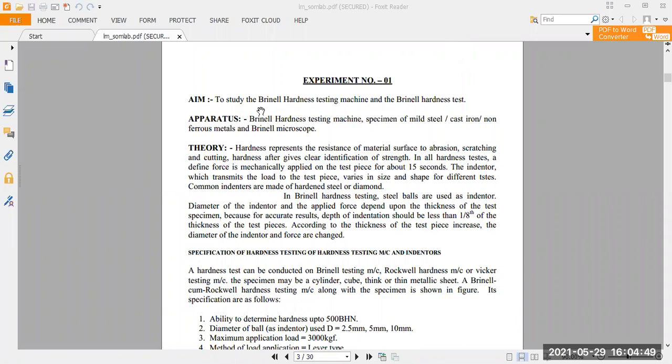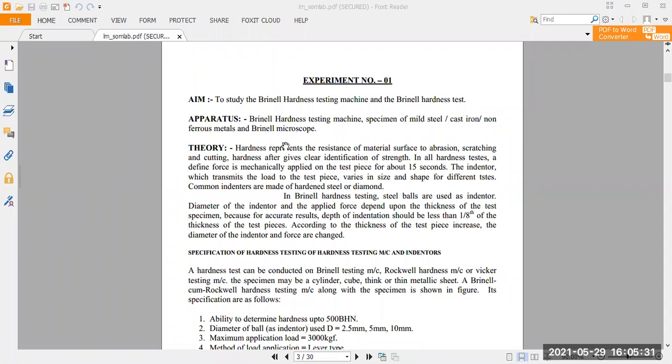This is first of all the Brinell hardness testing machine, which we covered a few weeks back. The apparatus they are using is the same Brinell hardness machine, with specimens of mild steel, cast iron, and some other non-ferrous metals, possibly copper, and a Brinell microscope. We are also using mild steel specimens, but case hardened, along with copper and aluminium, and they are also using the Brinell microscope itself.